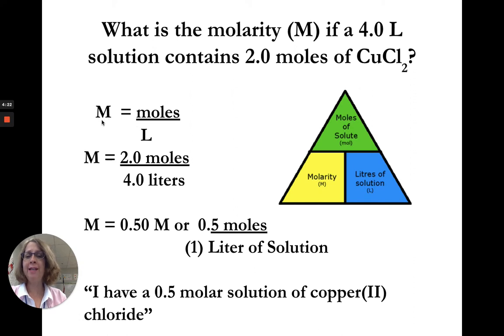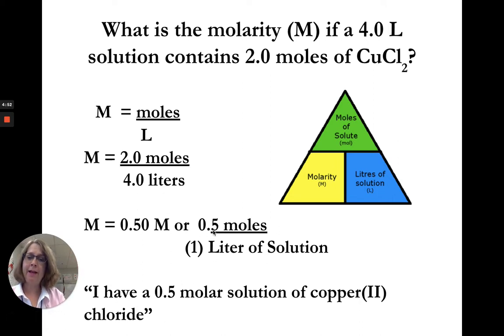So for this case, I'm solving for molarity. As I can see from my molarity triangle, it's moles divided by liters. I come up here and I get moles, 2, and liters, 4. And then my solution is 0.50 molar solution. Now, big M means molarity, and instead of saying molarity, we say molar. So I would say I have a 0.5 molar solution of copper 2 chloride. If a colleague were to ask me, what's the blue solution you have there and what's its concentration?